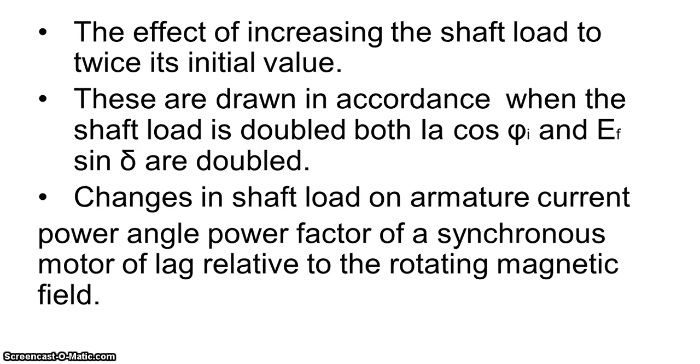In fact, the maximum power angle for a cylindrical rotor machine is approximately 90 degrees, and this can cause the synchronous motor to pull out when the delta value is approximately 90. So basically, delta equal to 90 will pull the rotor out of synchronism.